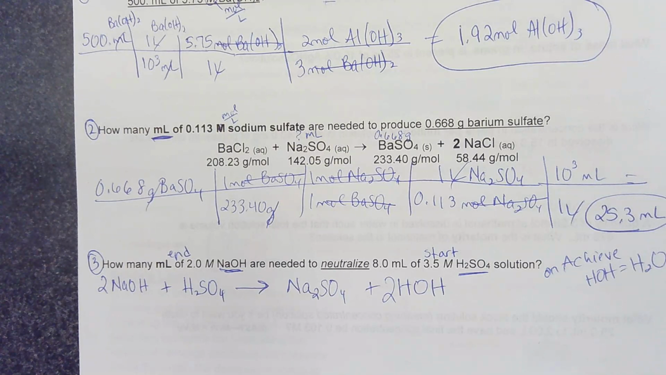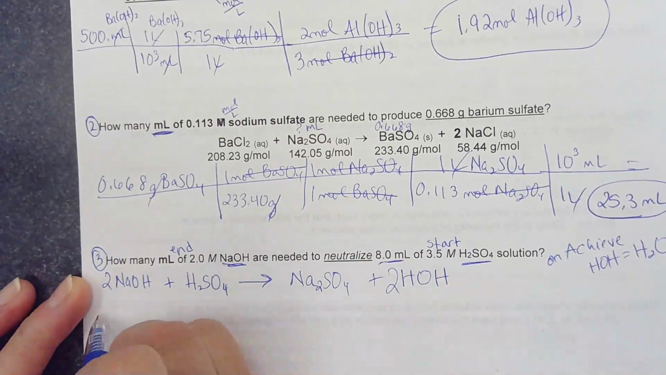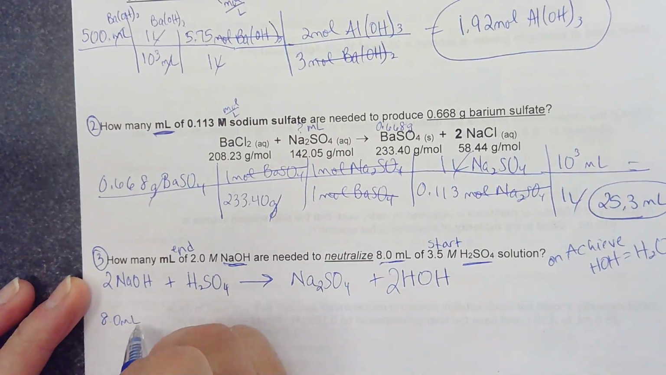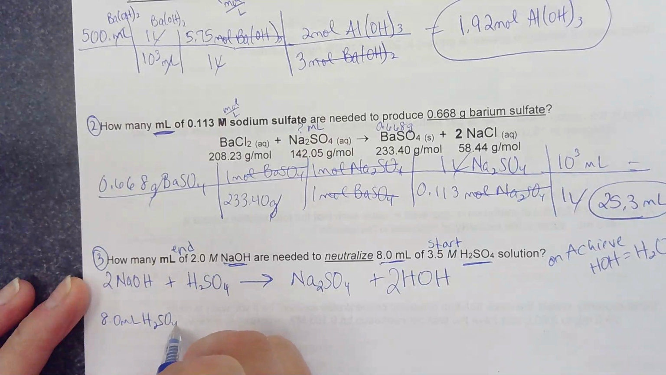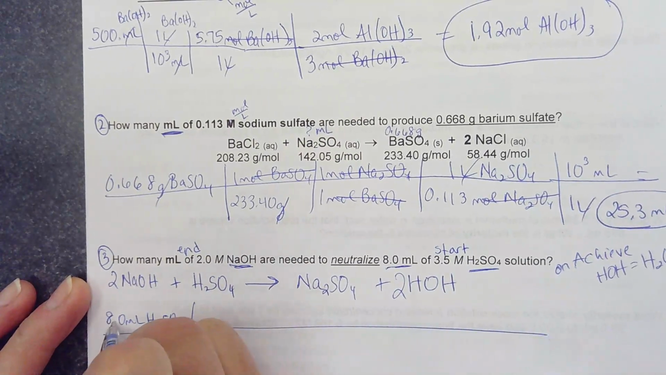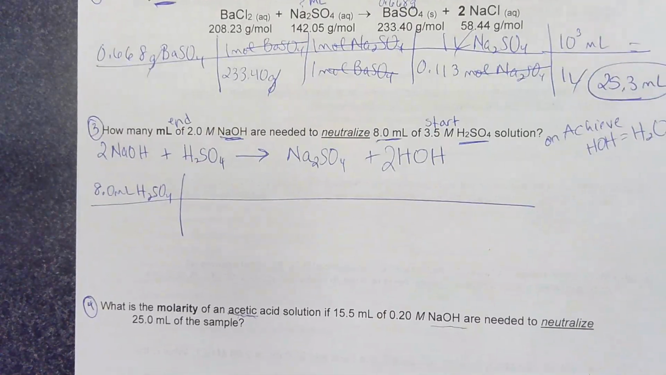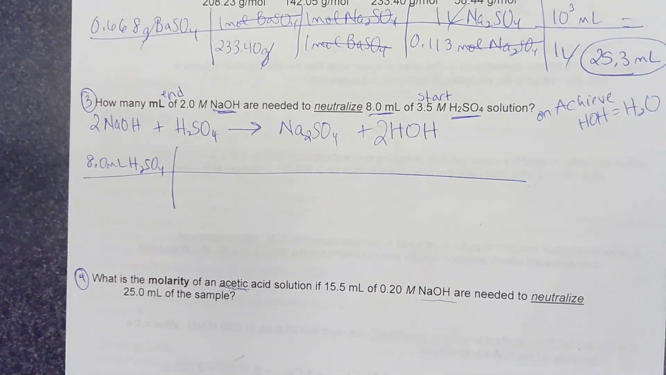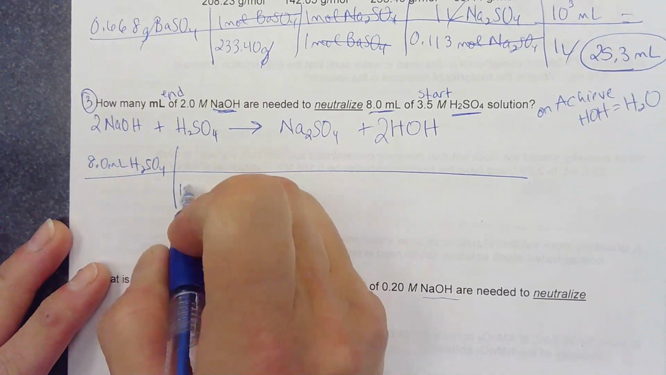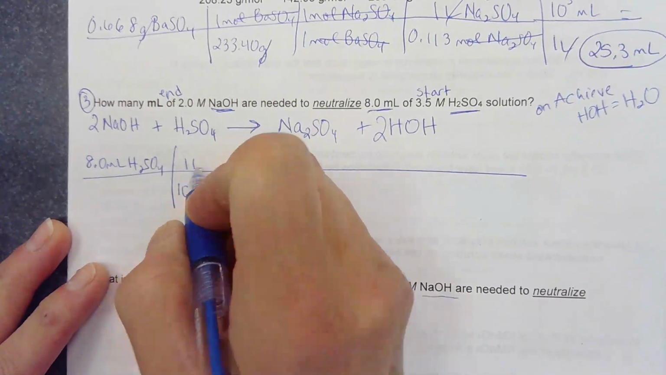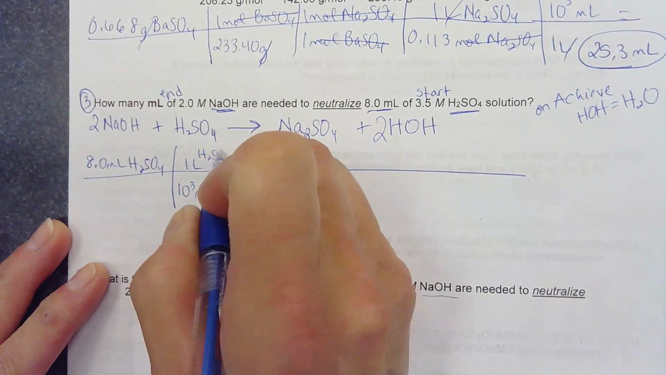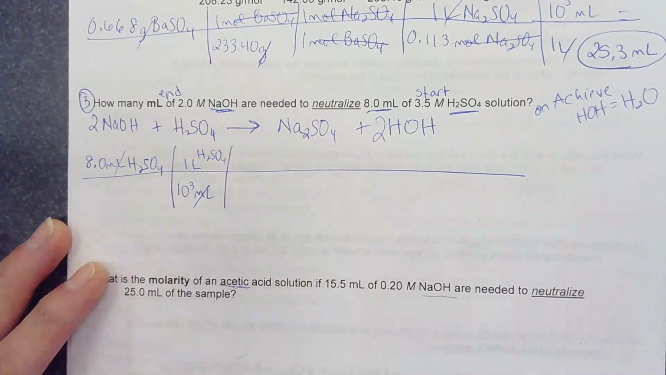Tell me, what do you start with? 8 milliliters. That's exactly right. So you start with 8 milliliters of H2SO4. What are you going to convert 8 milliliters to? Liters. So 10 to the third milliliters in 1 liter. You're still H2SO4. Milliliters cancel.